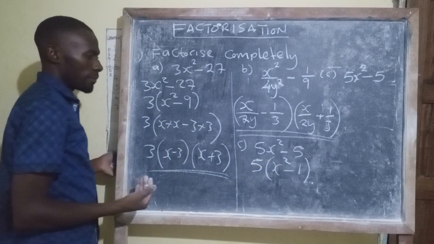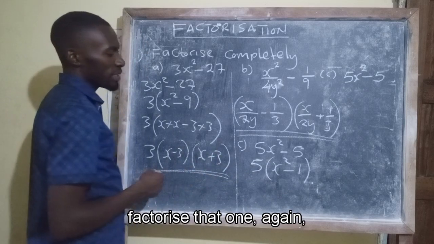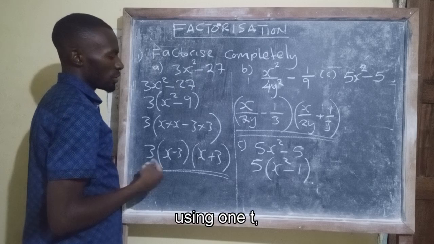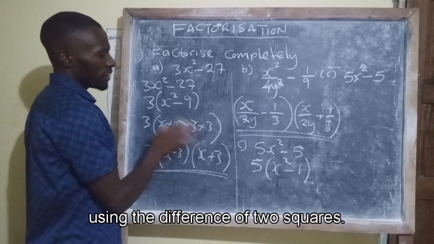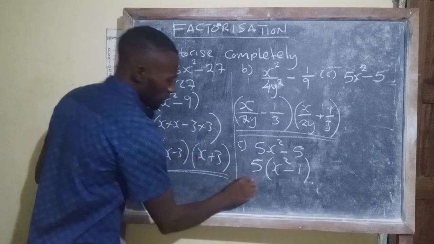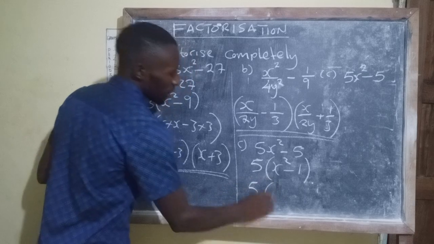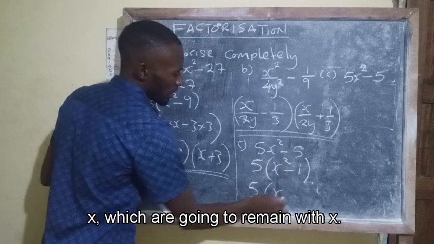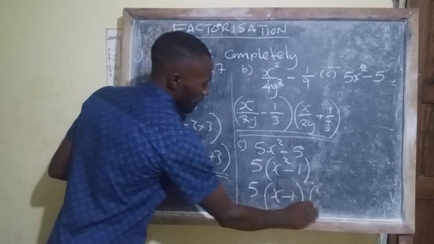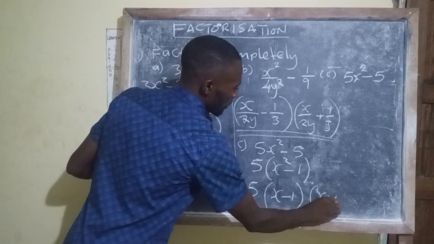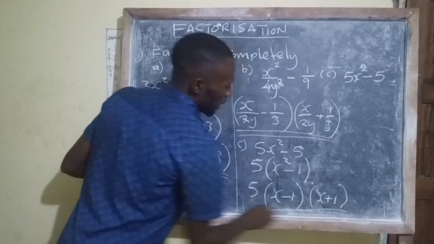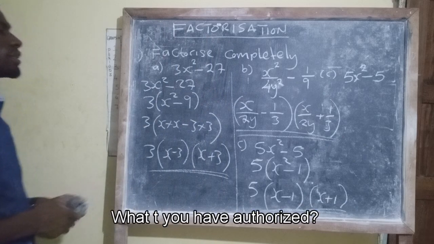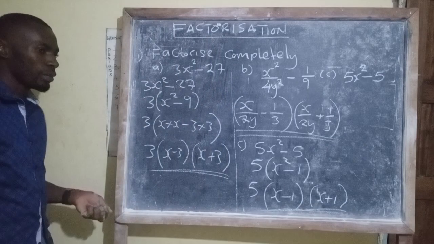you are able to factorize that one again using the difference of two squares. So x squared is the same as x times x, and we are going to remain with x minus 1. The other one is going to be x plus 1. As a result, you have factorized it completely.